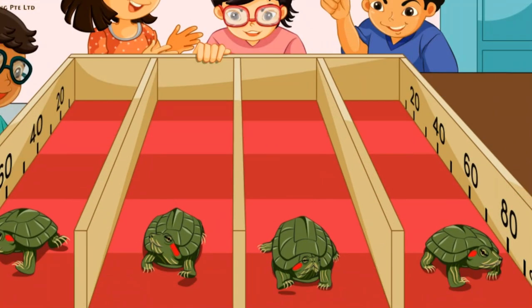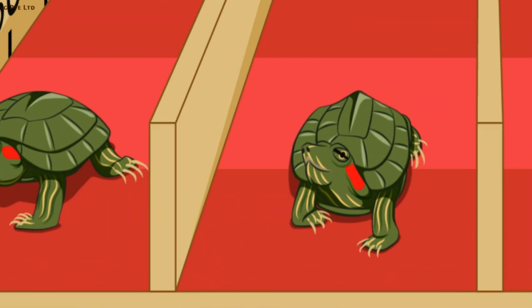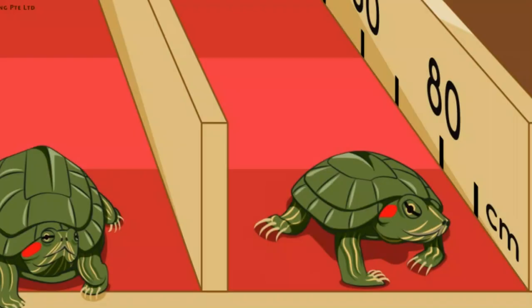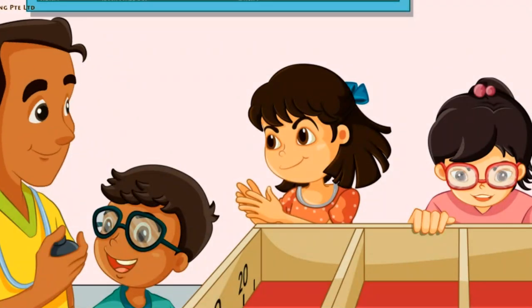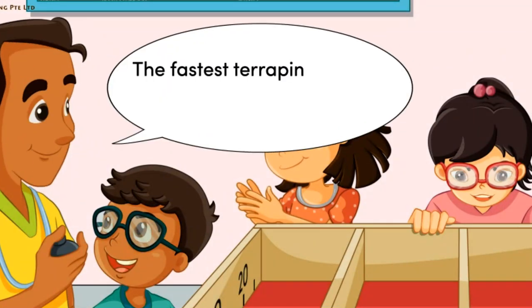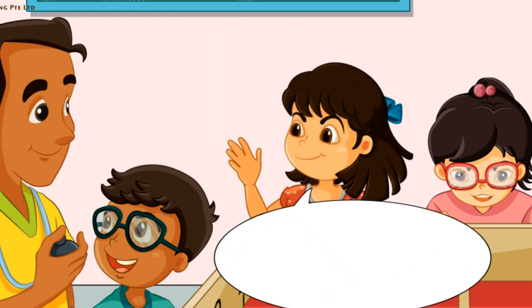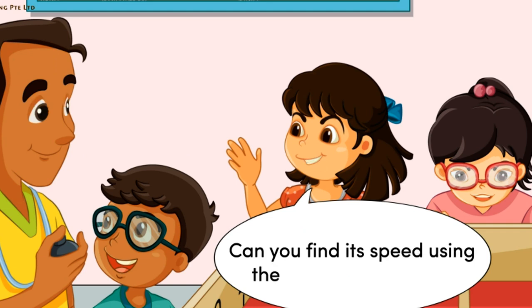Ravi, City, Janice and Peter are racing four terrapins in the classroom. The fastest terrapin finished the 100-centimeter race in about 40 seconds. Can you find its speed using the distance and time? Can you help City find the speed of the fastest terrapin?